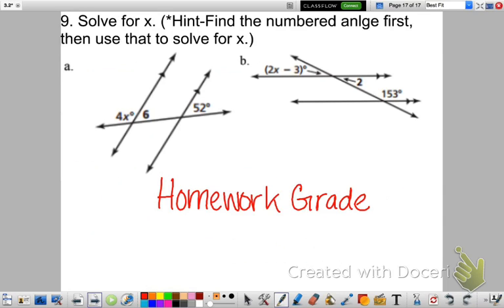Now, last one, number 9. I want you to work out A and B on a separate sheet of paper, and this is going to be for a homework grade.